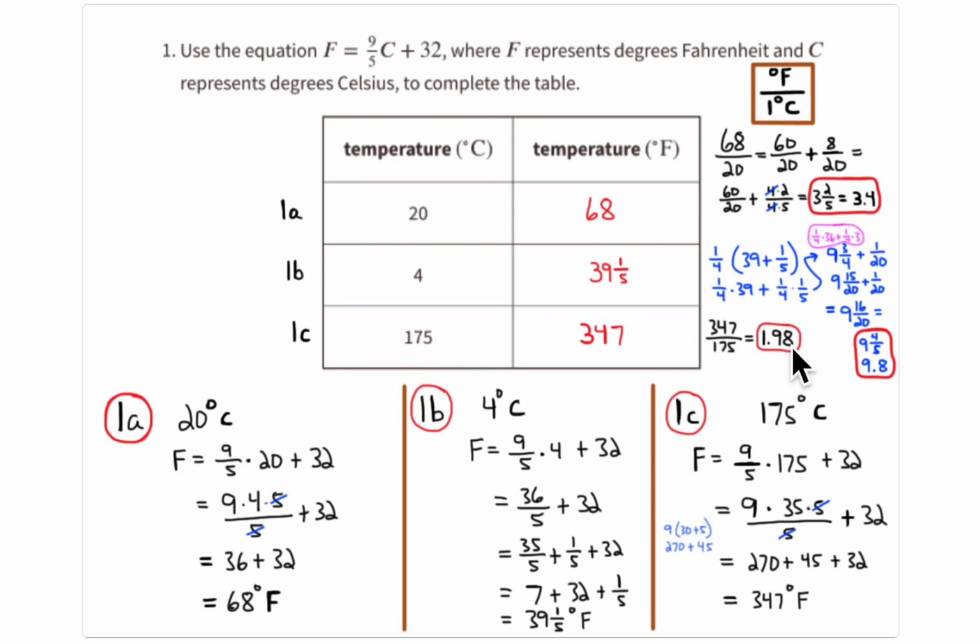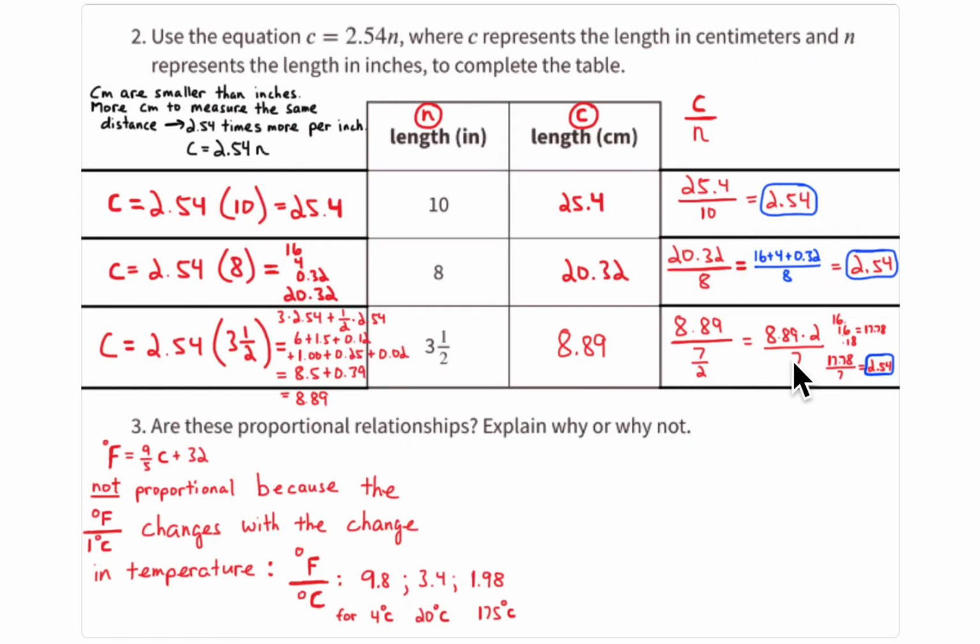Now, one of the things I want you to notice is that if you write these degrees Celsius in order, increasing, so 4, 20, and then 175, you're going to notice that the number of degrees Fahrenheit increases, 39, 68, and 347, and then that ratio actually decreases. So it goes from 9 8/10 to 3 4/10 to 1 98/100. And I'm going to come back to that.